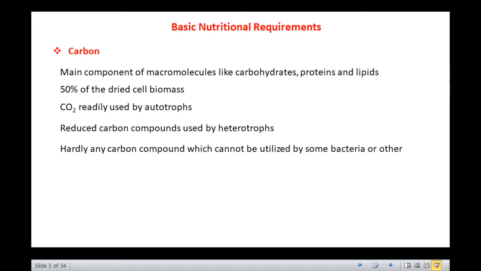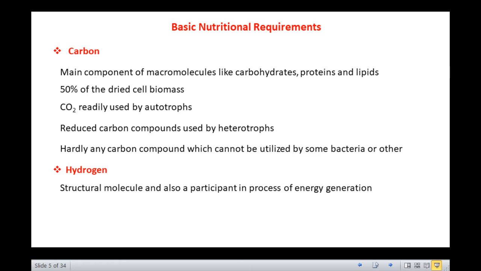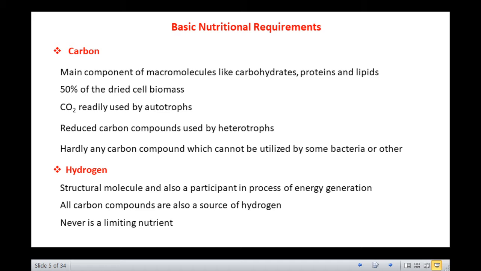The next basic nutritional requirement for a cell is hydrogen. Again, a structural molecule and also a participant in the process of energy generation. In cells, it is present in the form of water. Generally, all carbon compounds are also a source of hydrogen. It is never a limiting nutrient and it never happens that metabolism is interrupted due to lack of hydrogen.